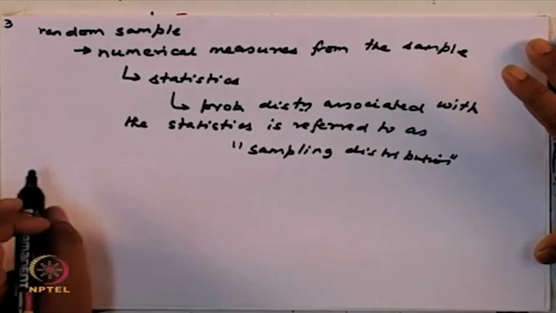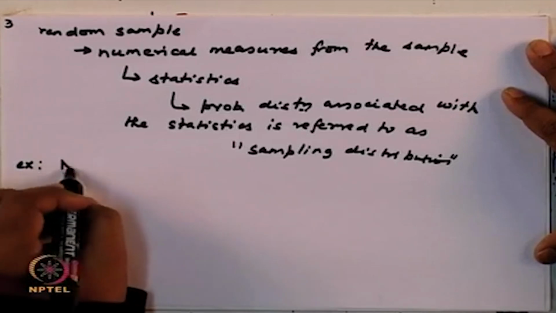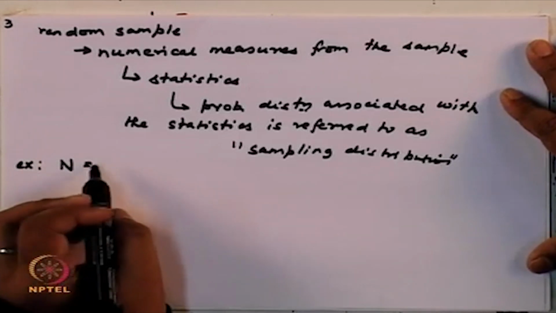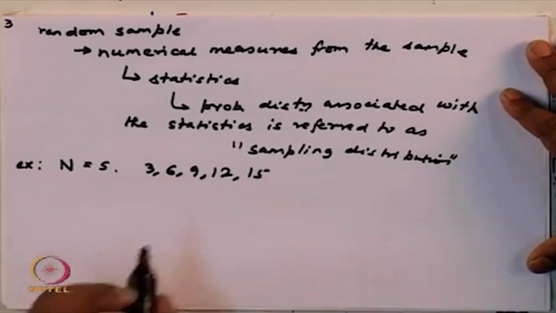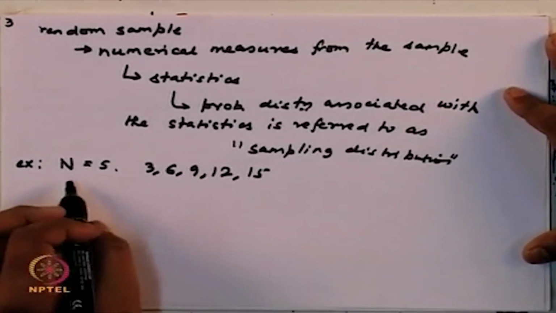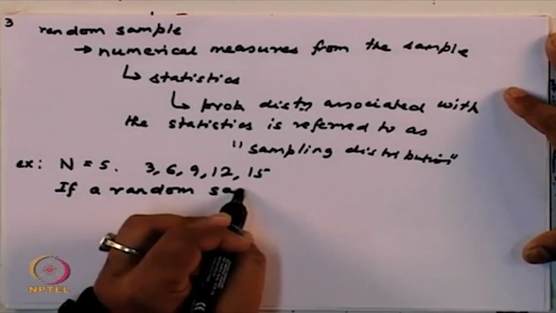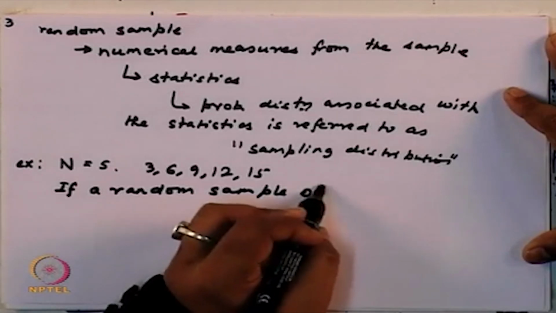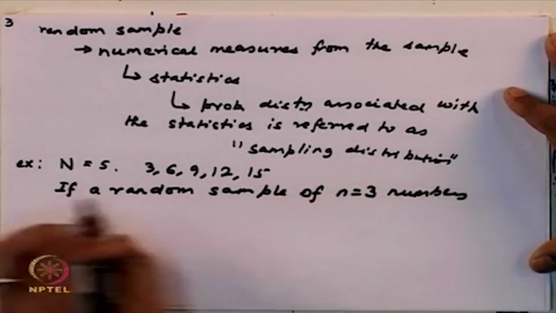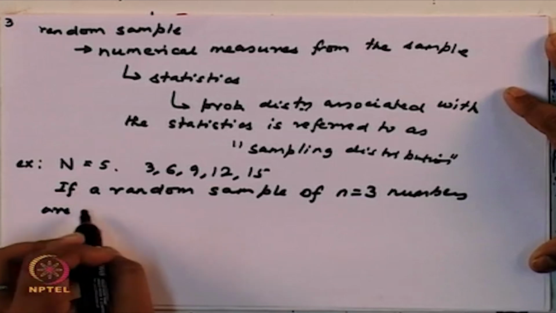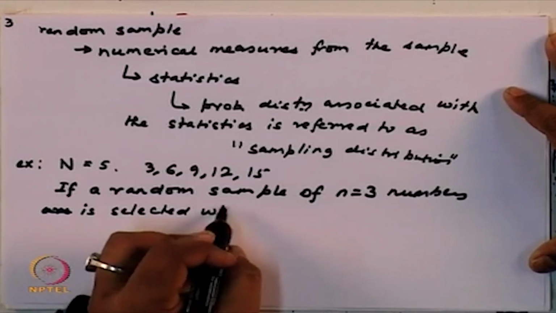Let us consider a simple example. Imagine you have n equal to 5 numbers, the numbers are 3, 6, 9, 12 and 15. If a random sample of n equal to 3 numbers is selected without replacement.